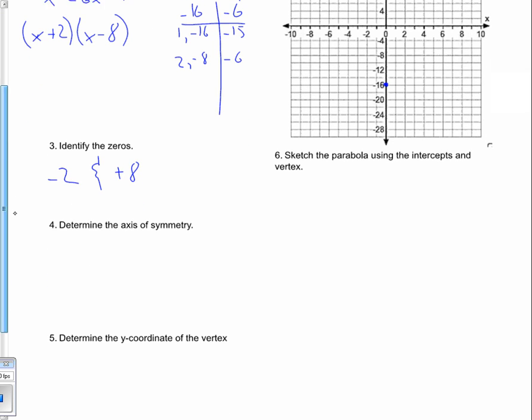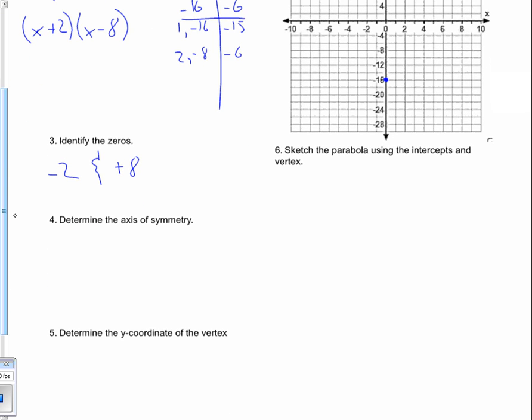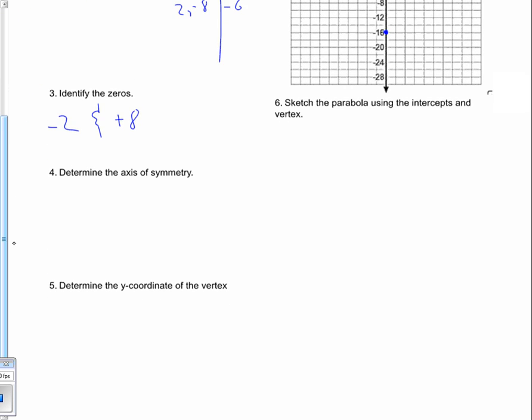So now what I'm going to do is I'm going to determine what the axis of symmetry is. So the axis of symmetry is the average distance between the 2 zeros. So my 2 zeros are negative 2 and positive 8. So I'm going to do negative 2 plus 8 divided by 2. So that's going to give me 6 over 2, which is going to give me 3. So my equation for the axis of symmetry is going to be x is equal to 3.